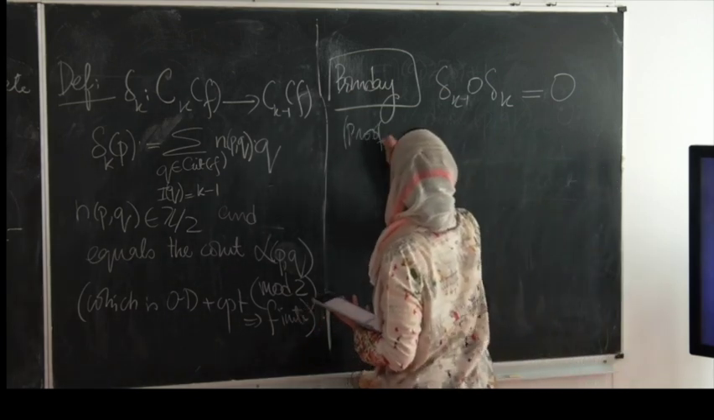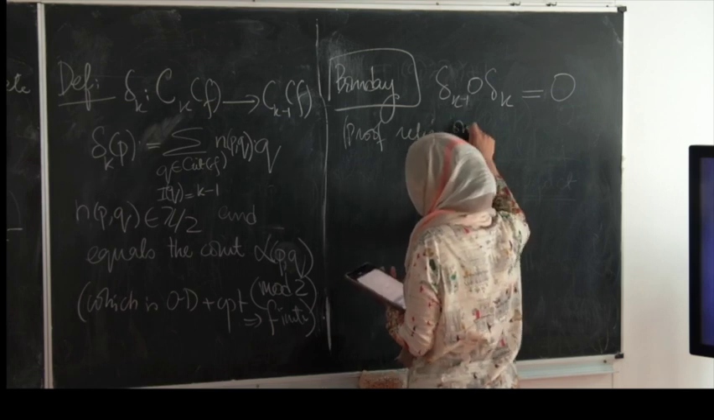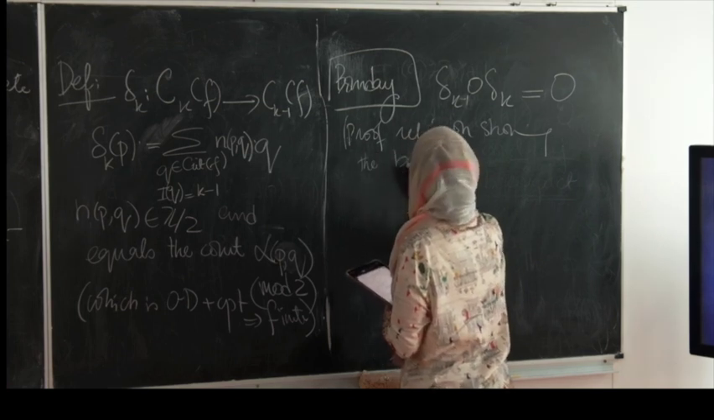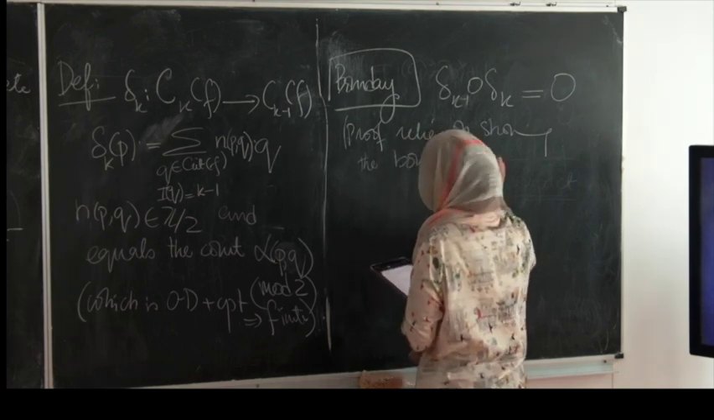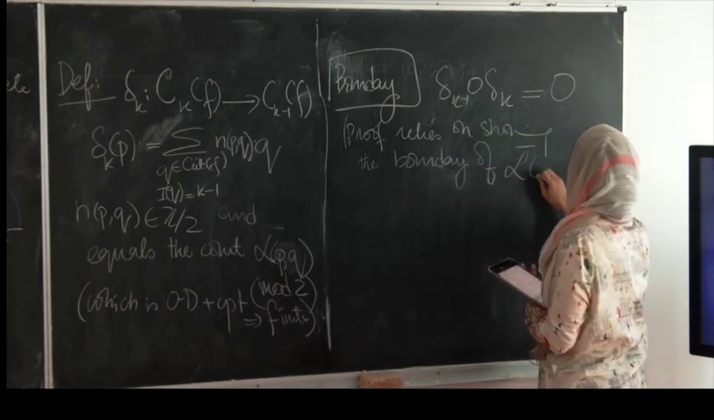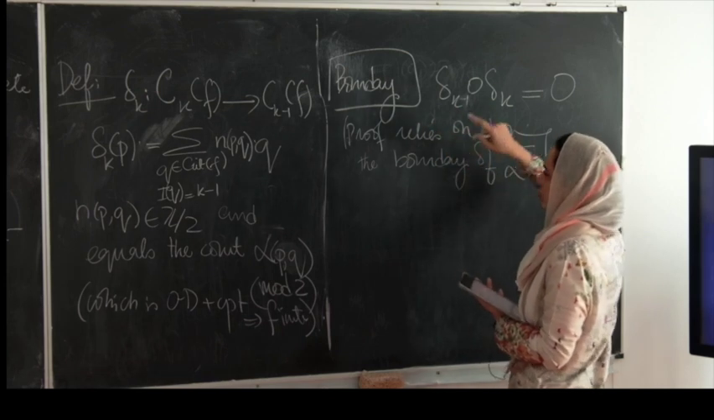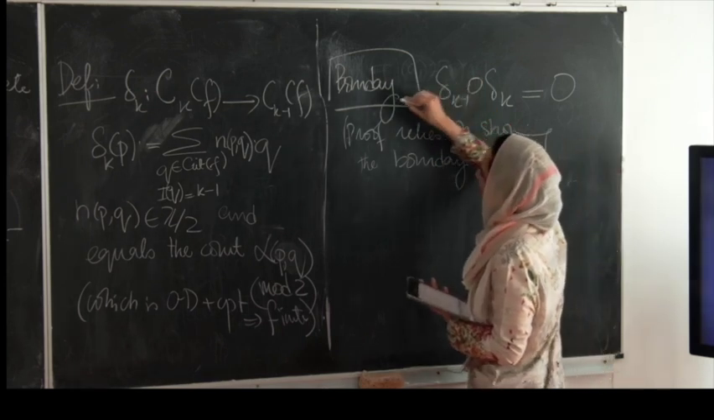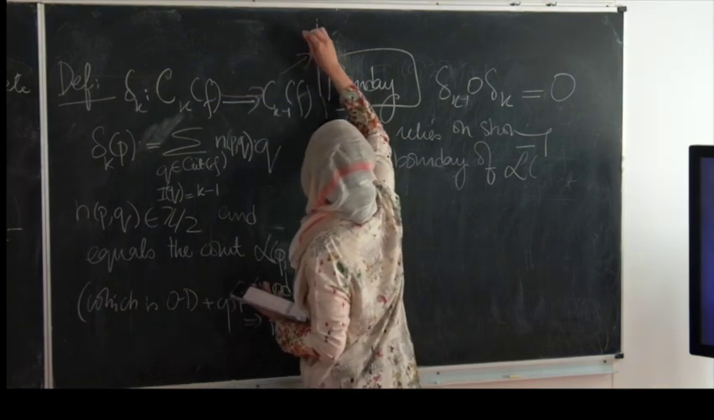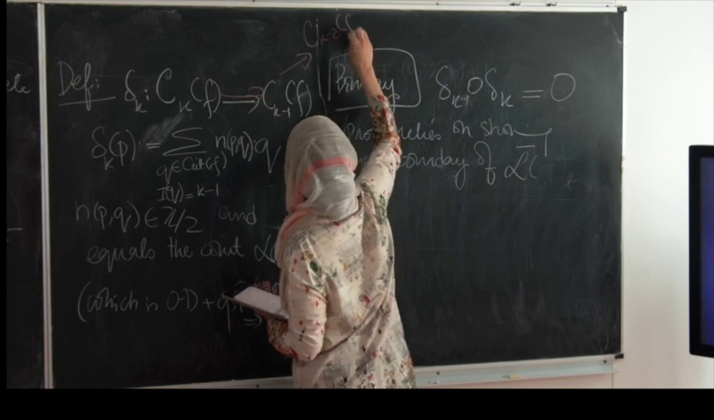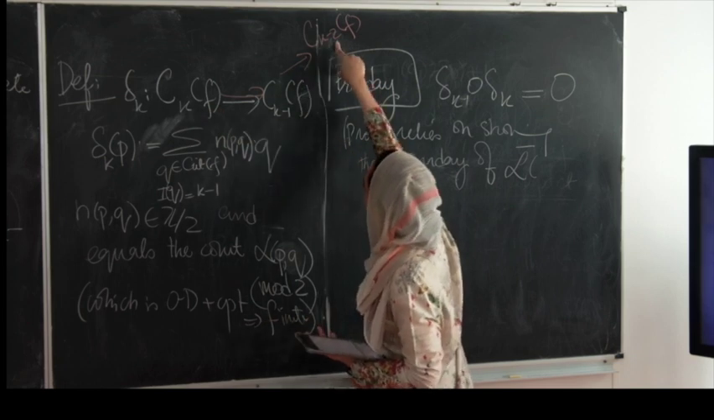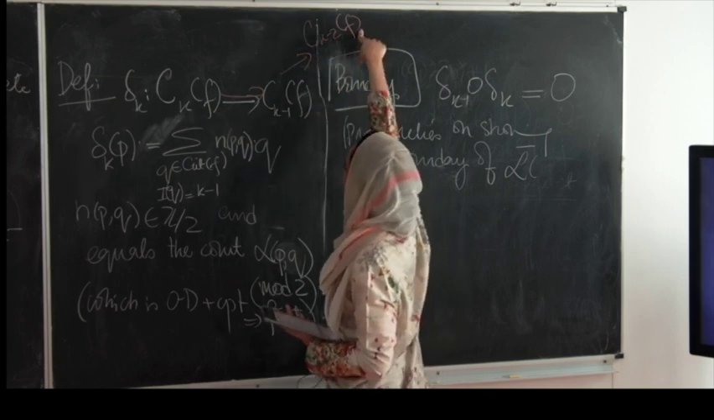The proof relies on showing the boundary of trajectories here between two, so it's not a consecutive index. I'm looking at this map and then this map that goes to ck minus 2. This is a jump of 2 in the index, okay? So you go from here to here and then here. So you compose these differentials, you should get a 0 over here.